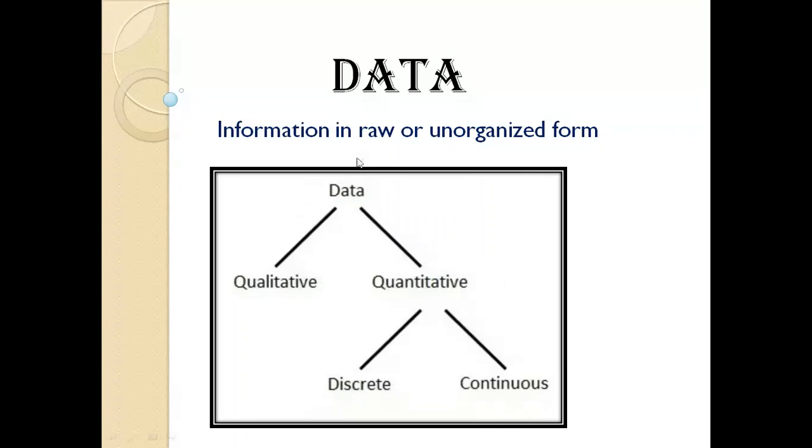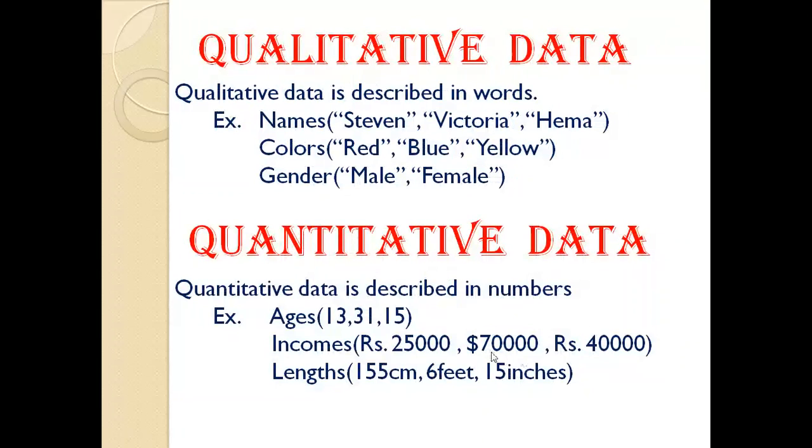Data is divided into two parts. First is qualitative data and second is quantitative data. Again, quantitative data is further divided into two parts. First is discrete data and second is continuous data. First we see qualitative data.